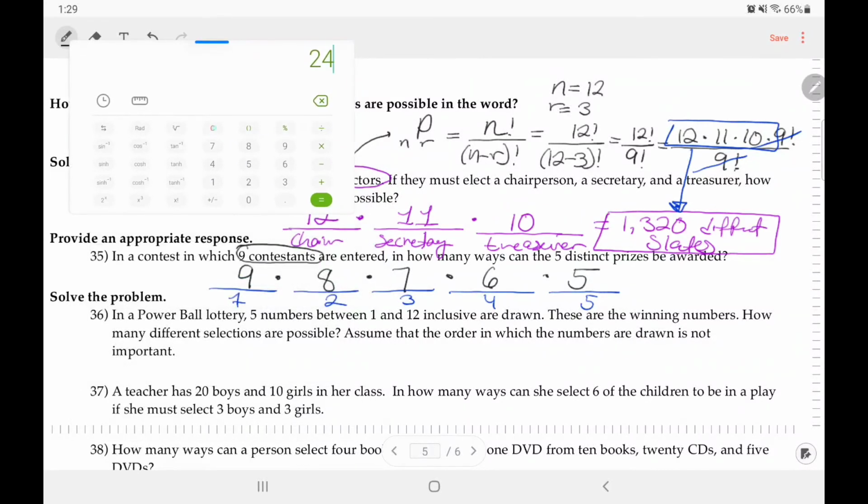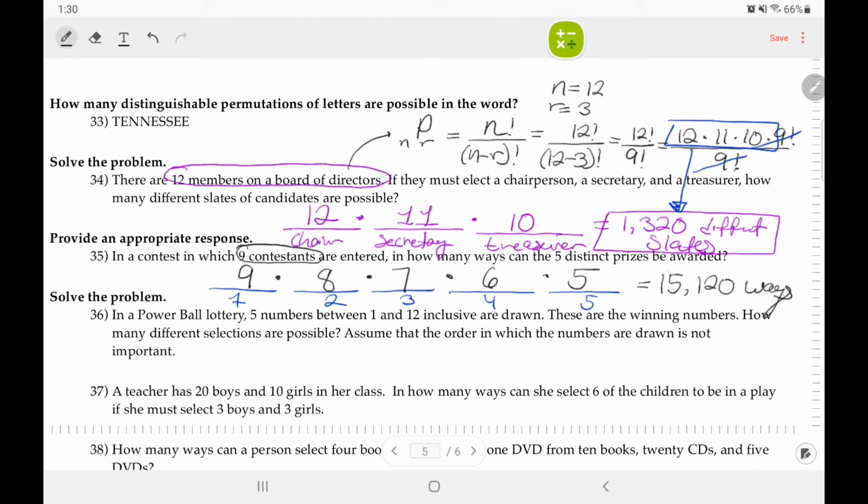Let's find what that is. 9 times 8 times 7 times 6 times 5 equals 15,120 ways that the 5 distinct prizes can be awarded.